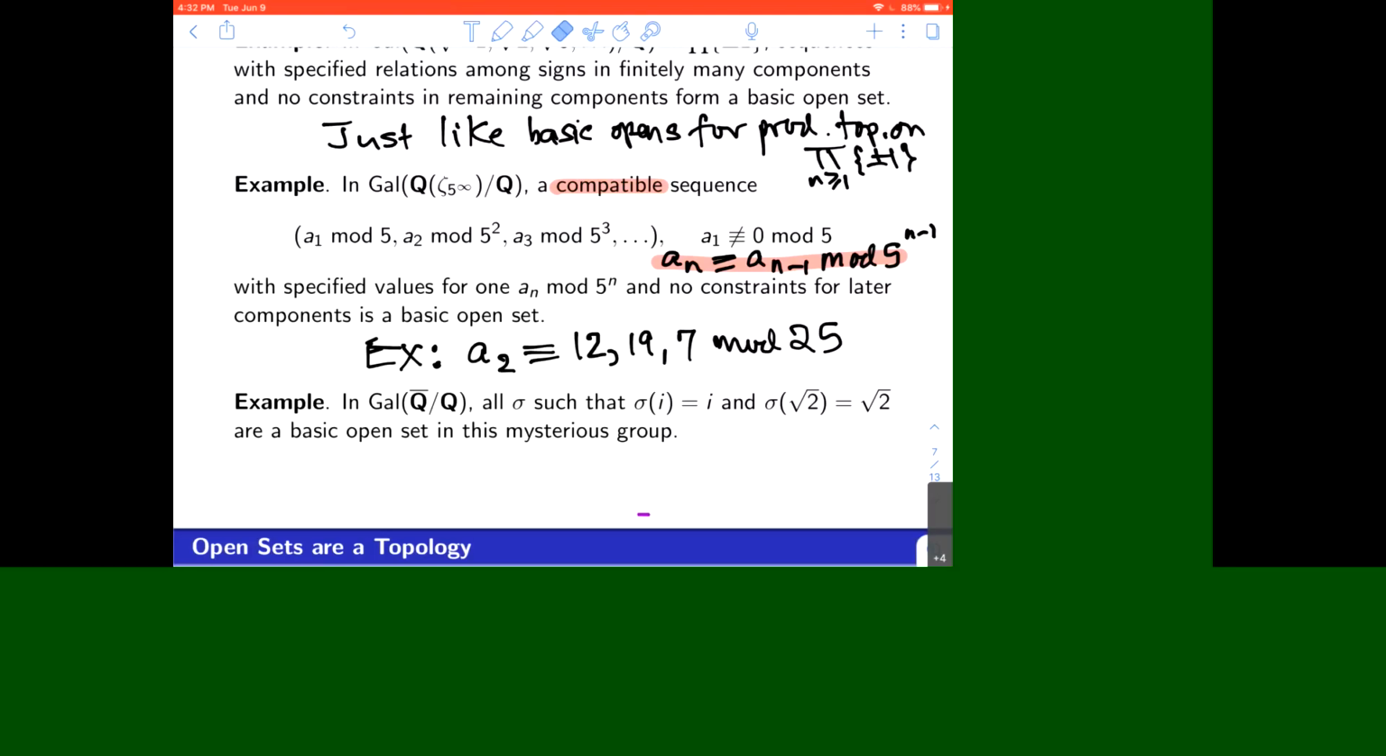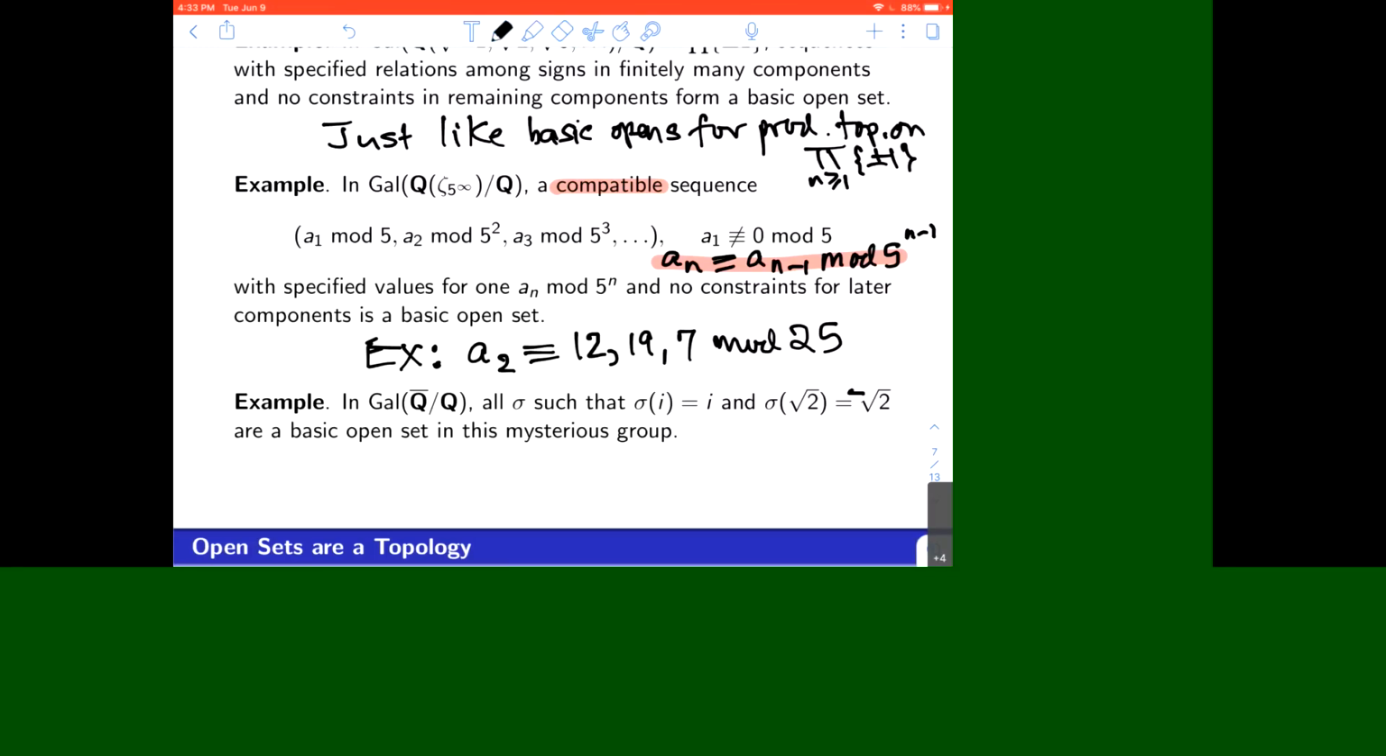Are there any such automorphisms? The identity does not have this behavior. Complex conjugation does not have this behavior. Are there any elements in the Galois group of Q bar over Q that look like this? The answer is yes, thanks to Zorn's lemma, which lets us lift an automorphism from any finite amount of information all the way up, though not in a unique way.